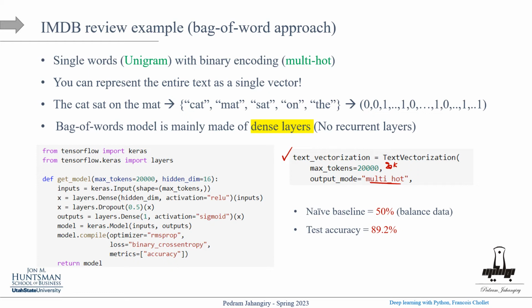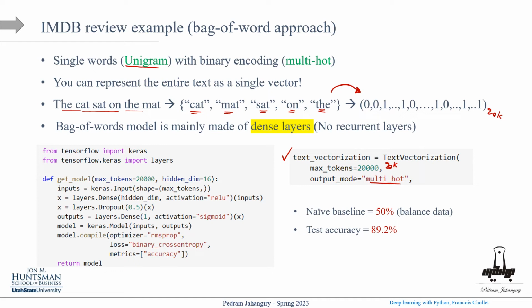Because I'm doing unigram tokenization, a sentence like "the cat sat on the mat" is going to become every single word, something like: the, mat, sat, on, the. As you can see, it's a set of words. There is no ordering there; it can come in any order. So this is our unigram. Multi-hot encoding is going to make it something like this: a vector of dimension 20K with a bunch of 0s and 1s.